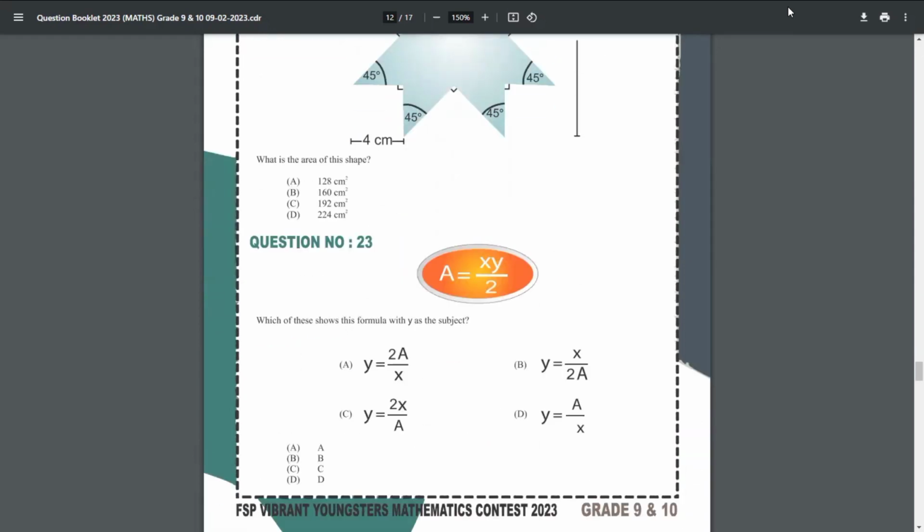Question 23. A is equal to xy by 2. Which of these shows this formula with y as the subject? So the correct option is A. Y is equal to 2a divided by x.